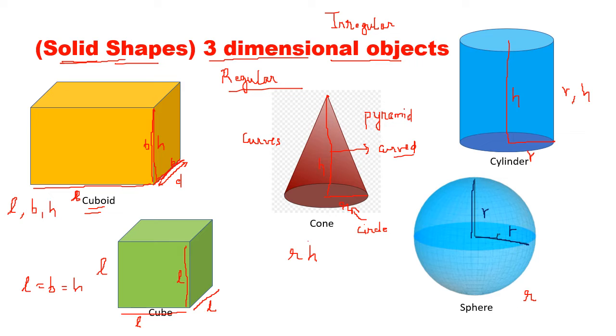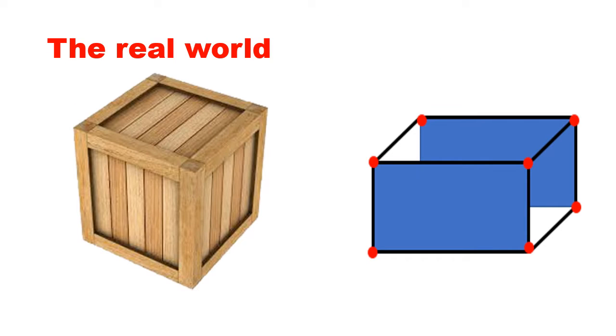Now these three-dimensional objects, you can see in the real world. I have shown you this box. This is an object in the real world. How many dimensions has it got? It has 3 dimensions: the length, the breadth and the height.